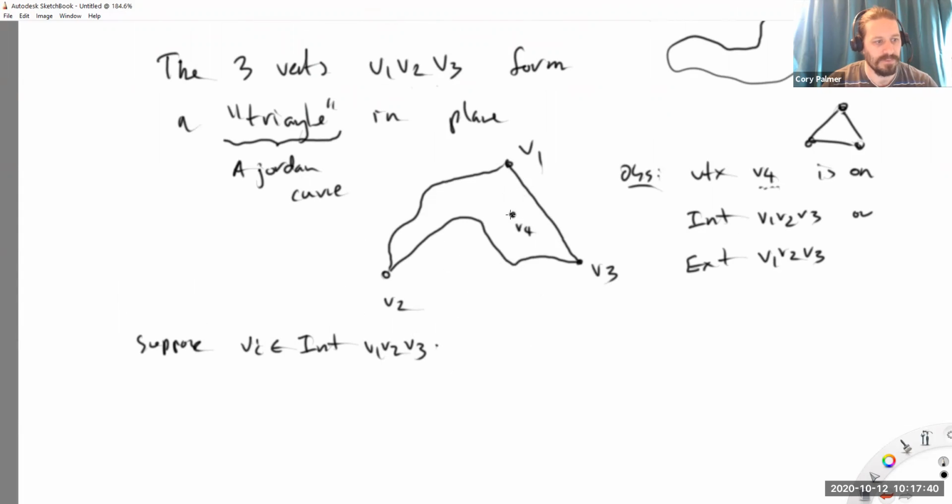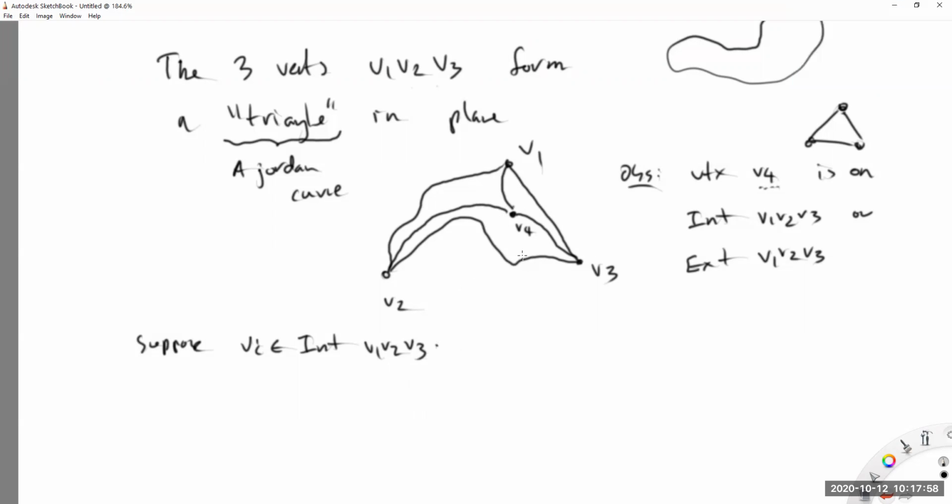Now V4 is adjacent to V1, V2, and V3, right? So there are curves between this vertex and these other vertices. Where do these curves live relative to the triangle V1, V2, V3? They live inside it. Absolutely, Brad. They're stuck inside the interior here, because if they end up outside, then they crossed somehow. And again, that doesn't rely on the picture. That actually just relies on the Jordan curve theorem.